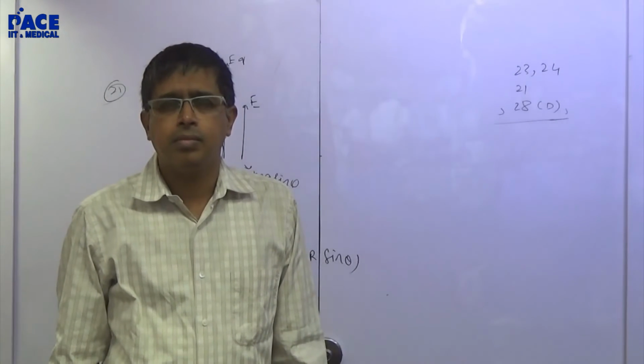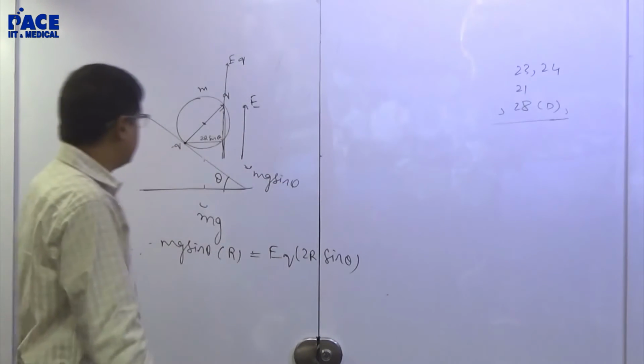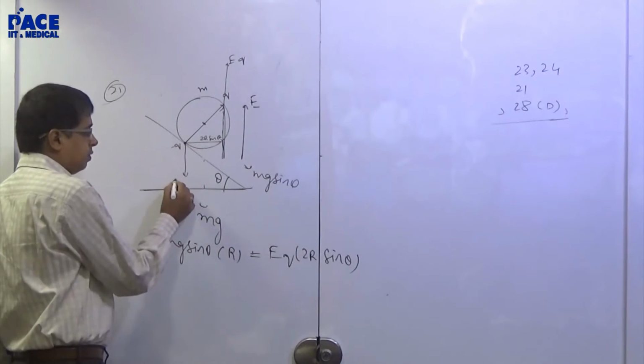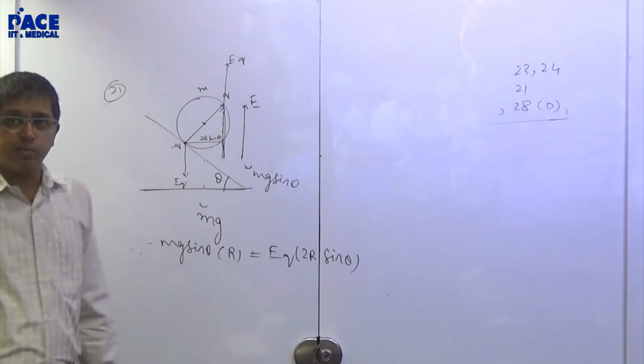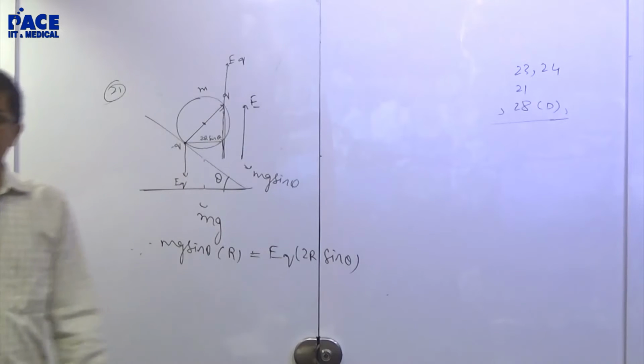Sir, what is the direction of force on minus Q? Downwards. Field is in the upward direction. Thank you, sir. Negative charge will experience a force in downward direction.